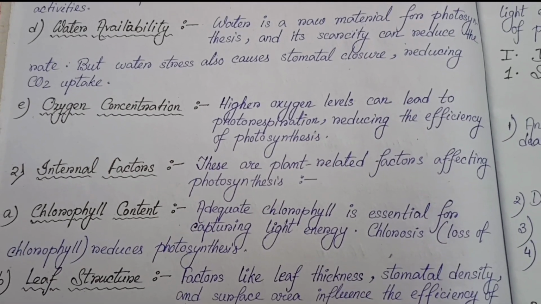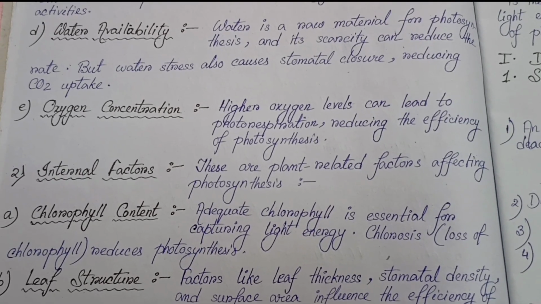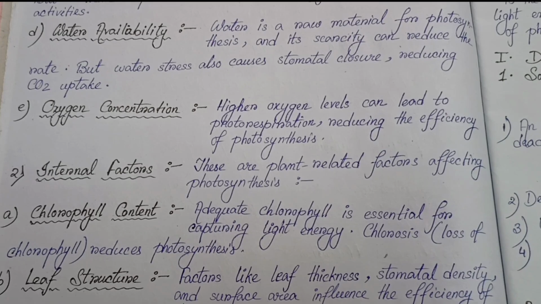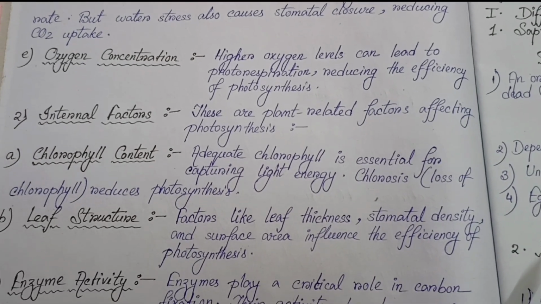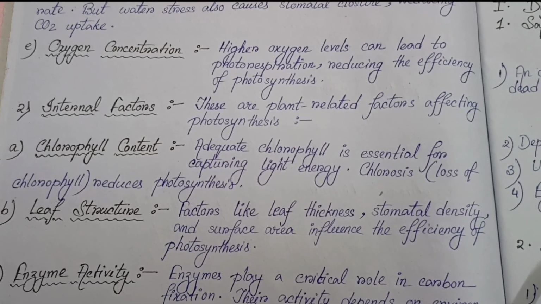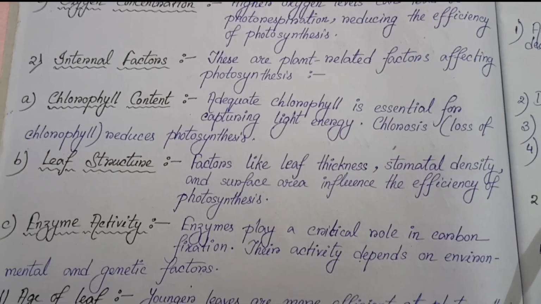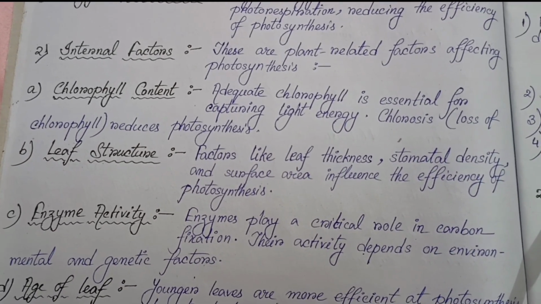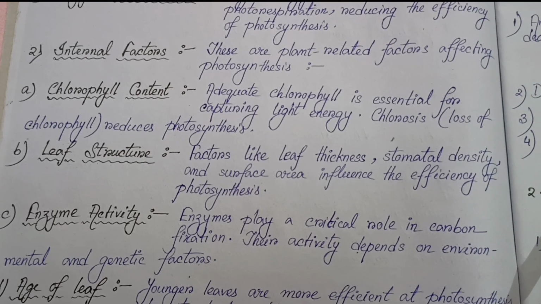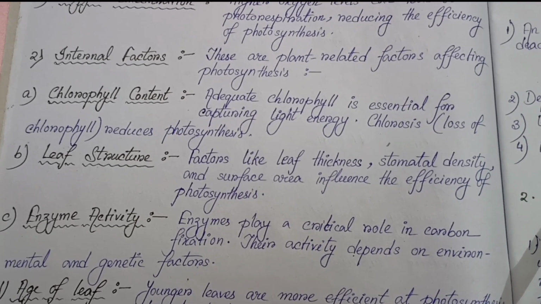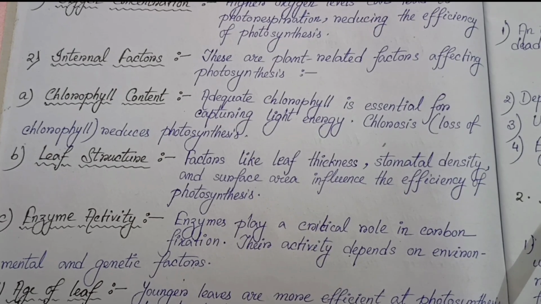Number E, oxygen concentration. Higher oxygen levels can lead to photorespiration, reducing the efficiency of photosynthesis. Internal factors. These are plant related factors affecting photosynthesis. Number A, chlorophyll content. Adequate chlorophyll is essential for capturing light energy. Chlorosis, that means loss of chlorophyll, reduces photosynthesis.